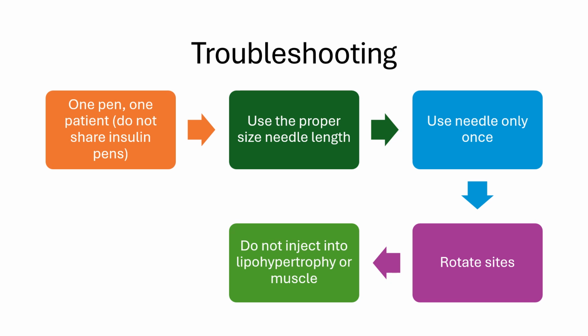So when we want to troubleshoot as to what's going on with their glucose levels: 1 pen and 1 patient, never share an insulin pen. That can't be emphasized enough, you cannot share that, just like we used to share vials way back when and put a new syringe in it. We cannot share insulin pens because it's a through and through, where the blood and tissue, interstitial fluid, can come back up through the pen into the actual insulin, and it can actually contaminate the entire cartridge. Use the proper needle length, 4 to 6 millimeters, use the needle only once, rotate the sites, and do not inject into lipohypertrophy or into muscle.